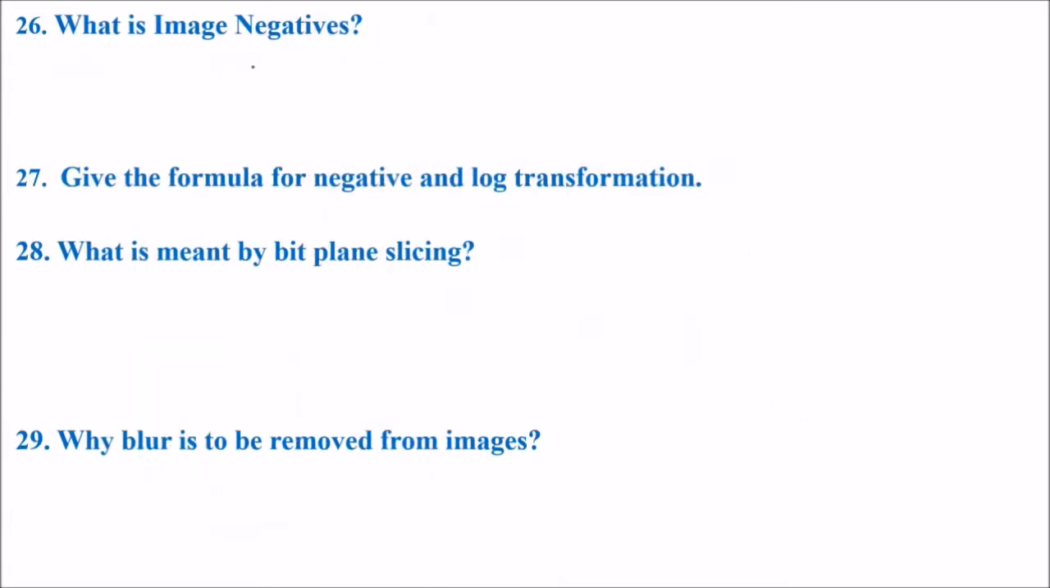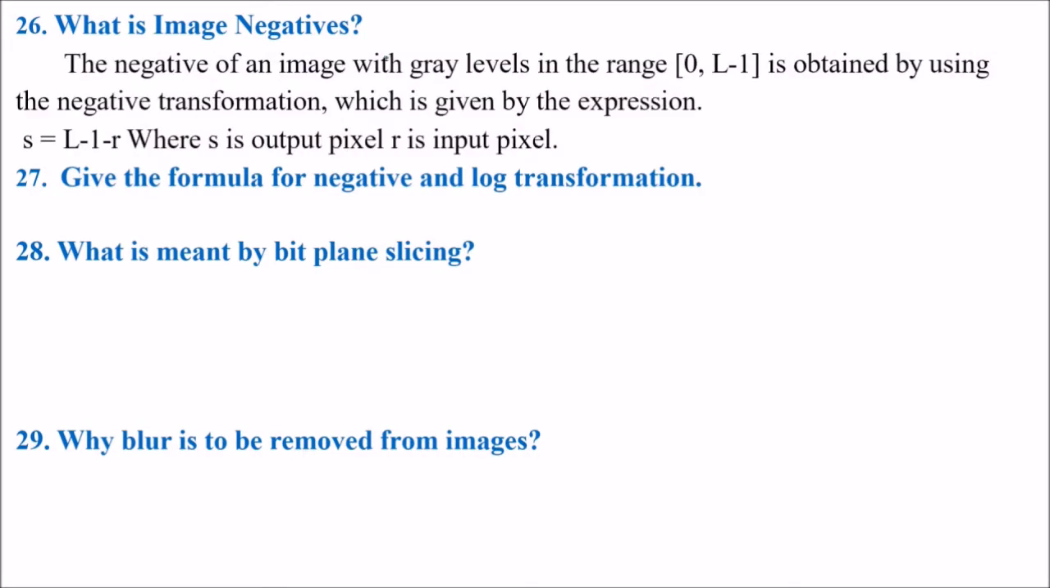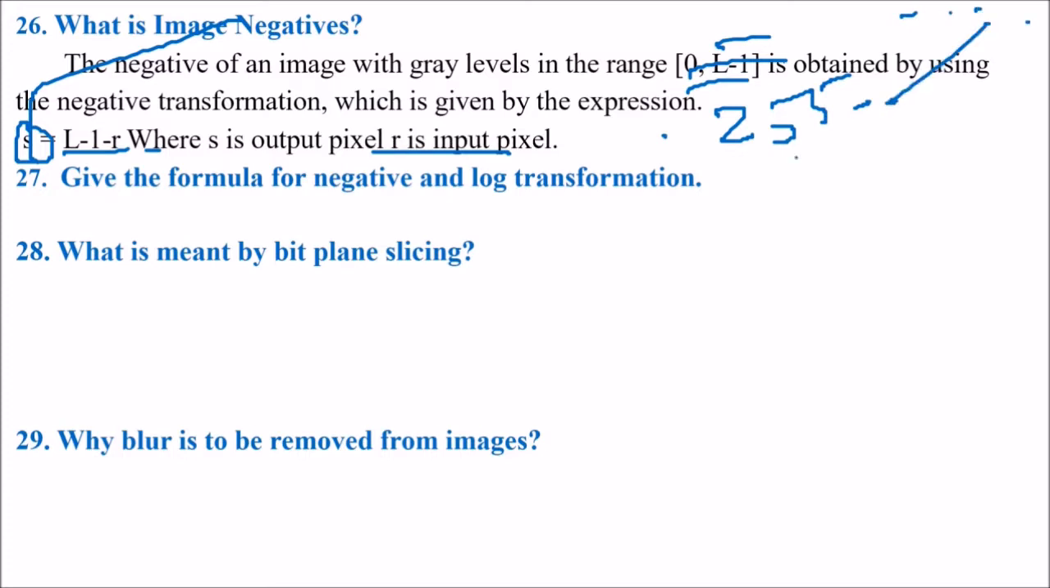What is image negative? The negative of an image with gray levels 0 to L-1 is obtained by the negative transformation, which is given by S = L-1 minus R, where S is the output, that is the image negative, and R is the input pixel. So if 255 is the highest value, we subtract each pixel value from 255 and we get the image negative.